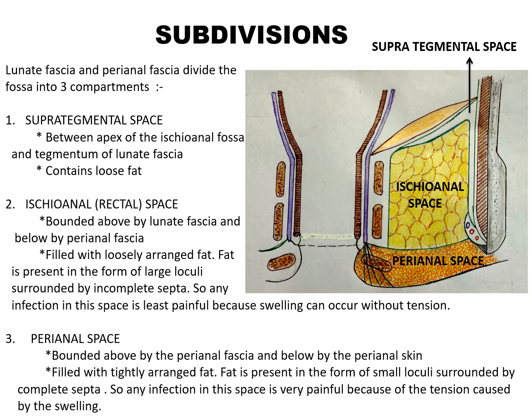The last space is called the perianal space. This is a space bounded above by the perianal fascia and below by the perianal skin. It is filled with tightly arranged fat. Fat is present in this space in the form of small numerous loculi surrounded by complete septa. So any infection or collection in this space is very painful because of the maximum tension caused by the swelling in this area.